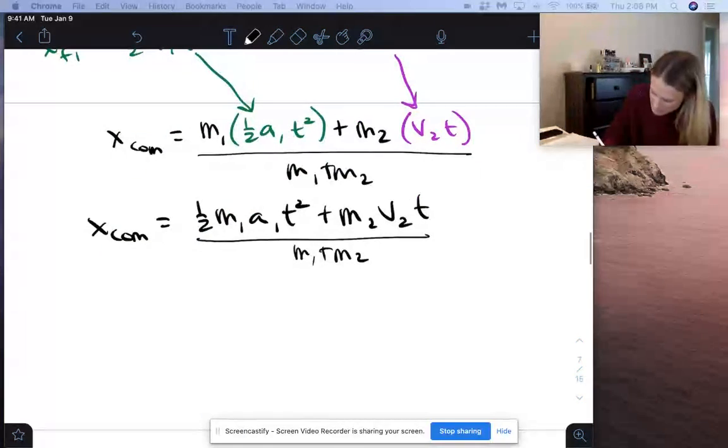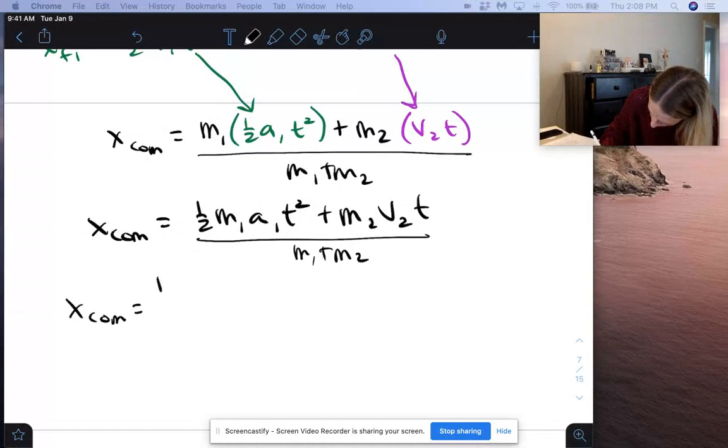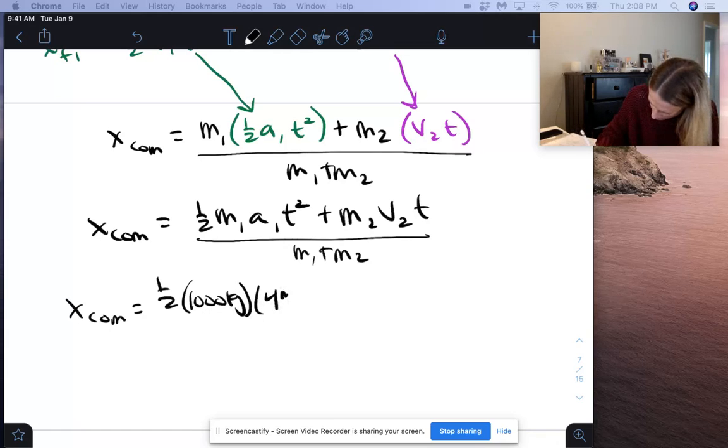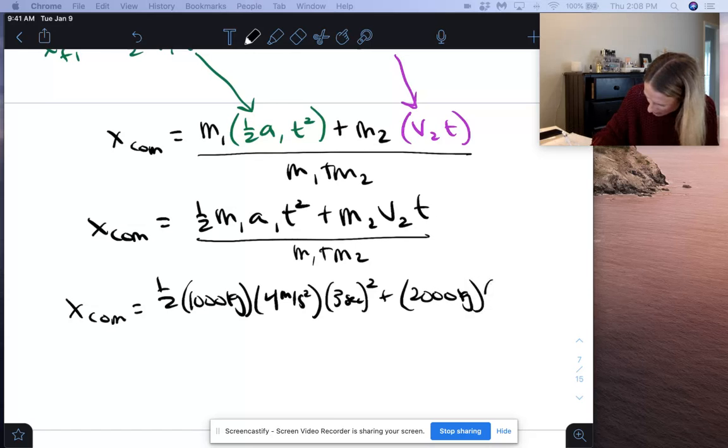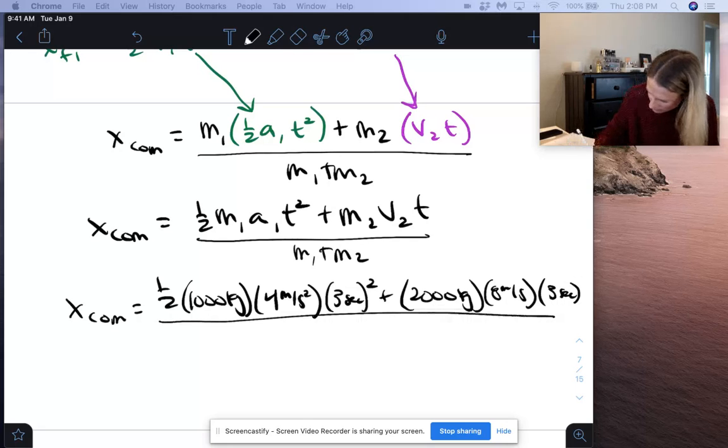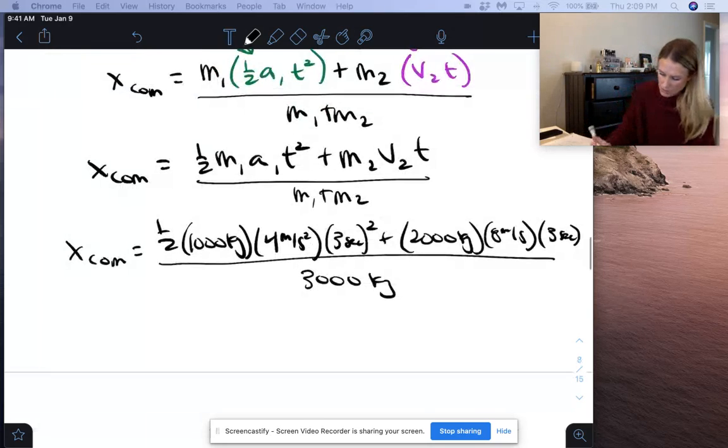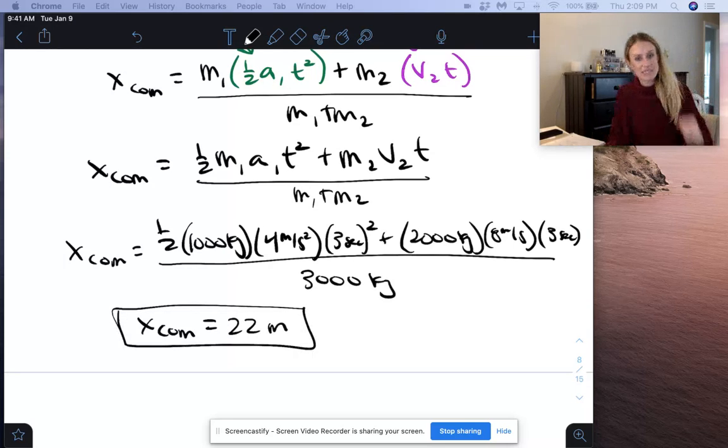So now I can plug in my numbers here. We get the position of the center of mass equal to 1/2 times mass 1, which is 1,000 kilograms, times acceleration of mass 1, 4 meters per second squared, times 3 seconds squared, plus mass 2, 2,000 kilograms, times velocity of 2, which is 8 meters per second, times time, 3 seconds, all divided by 3,000 kilograms, because 1,000 plus 2,000. So when I plug this into my calculator, I end up getting 22 meters for my position of the center of mass at time t equals 3 seconds.